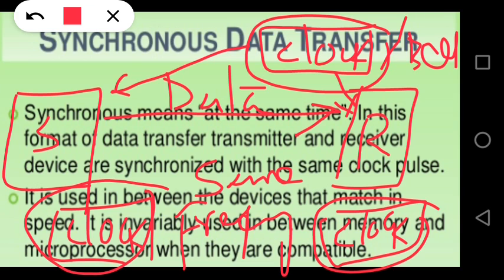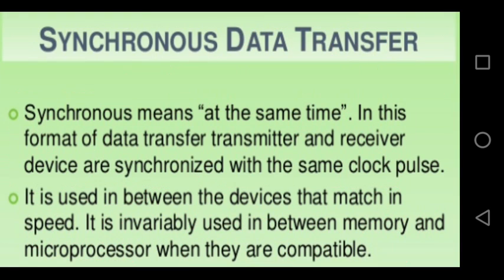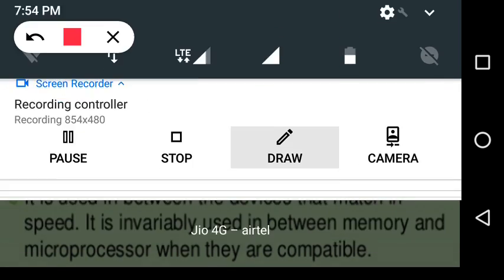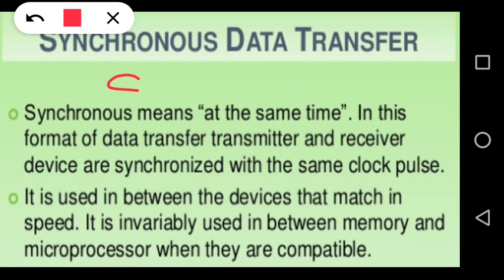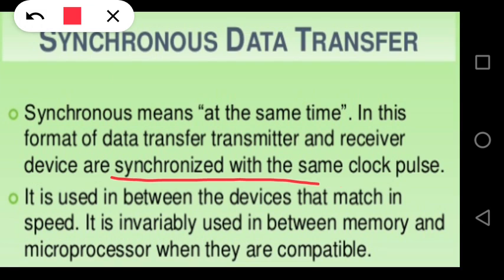So synchronous means same time. Same time means both sender and receiver respond to the clock pulses at the same time. In this format of data transfer, the transmitter and receiver, or sender and receiver devices, are synchronized with the same clock pulse. So you should understand this phrase: synchronized with same clock pulse.